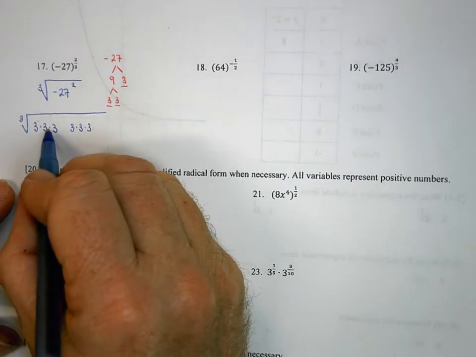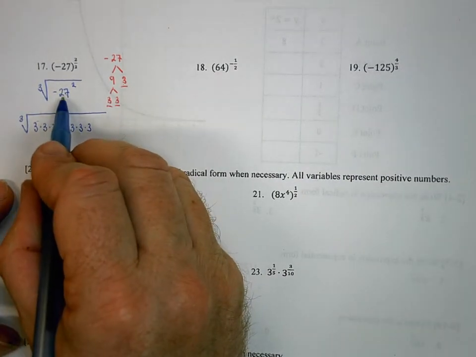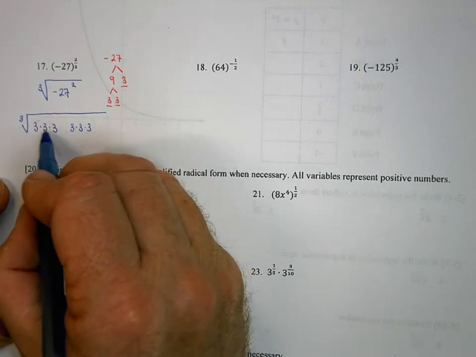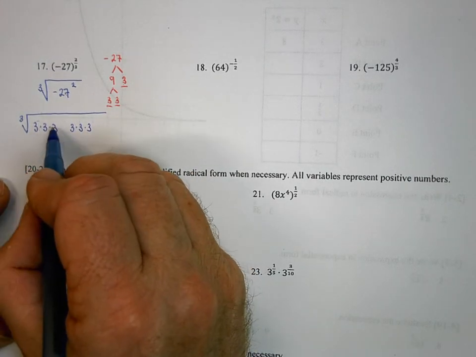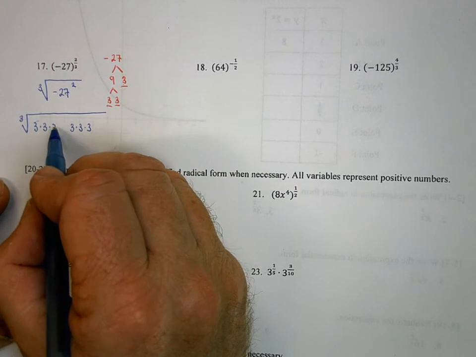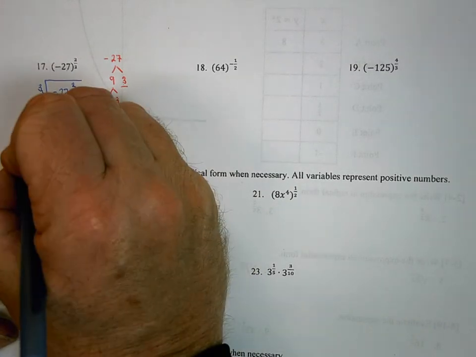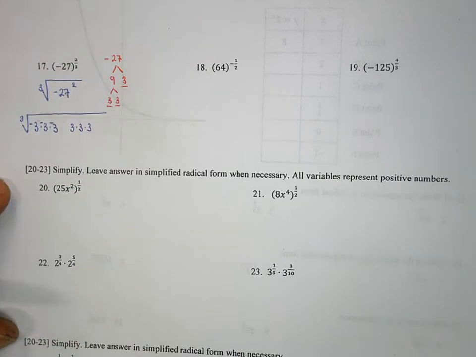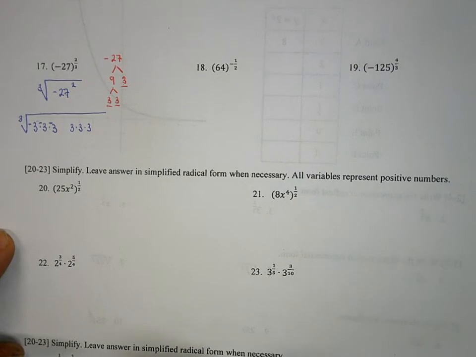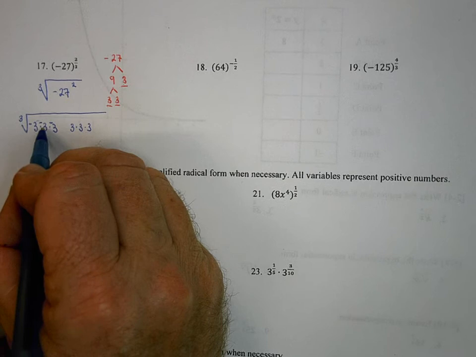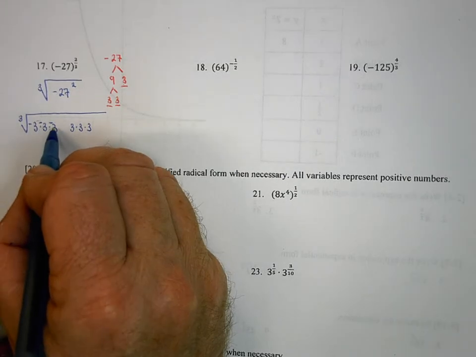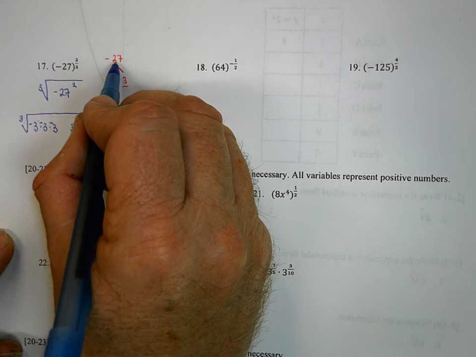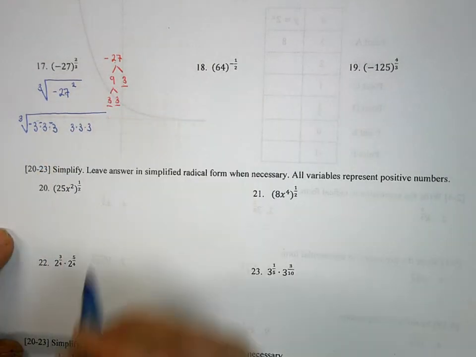Okay, but I have a problem. My radicand has to be negative 27. 3 times 3 times 3 is not negative 27. It's positive 27. So what you can do, and it's a simple trick, is change every single one of those numbers into a negative number. And if you think about it, negative 3 times 3 is positive 9. Positive 9 times negative 3 is negative 27. So that gets me my negative 27, which I wanted to have.